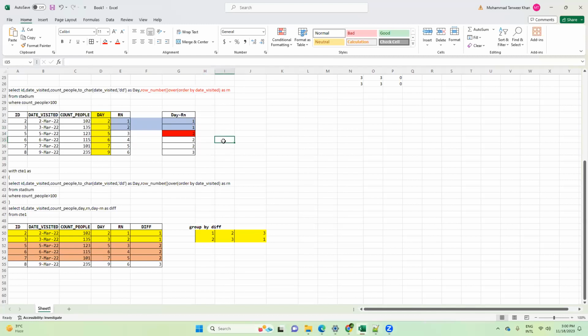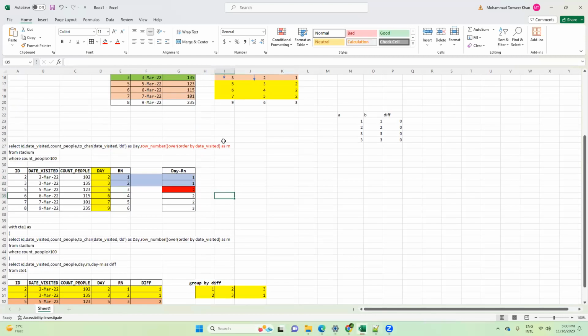Got it. And apart from that, one very important concept which we have learned today is that window functions are executed after applying the filter. That's a very important concept.